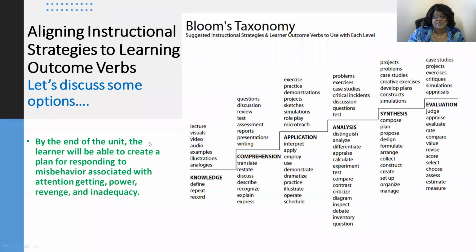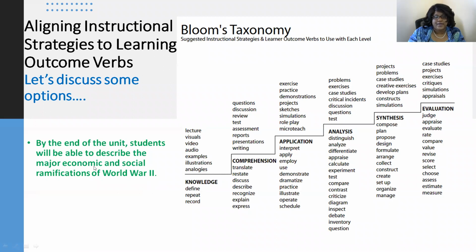Here's another one. We were talking about World War II. By the end of the unit, students will be able to describe the major economic and social ramifications of World War II. So our action verb here is describe. What type of instructional strategies could we use that's going to yield our students being able to describe? They could present. Okay, and that actually would bring them to a higher level if they're able to present that knowledge and teach that knowledge. Definitely, if they can do that, they can describe.